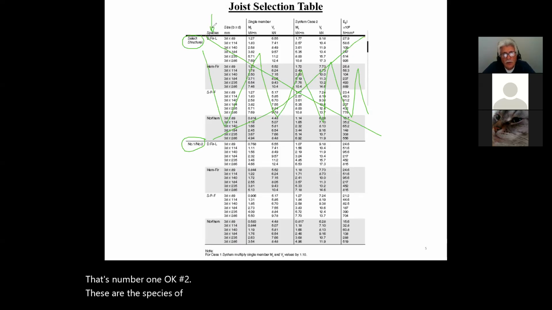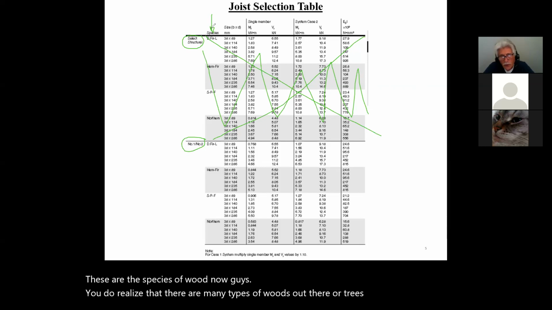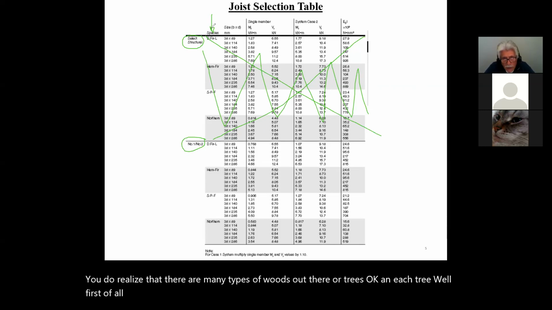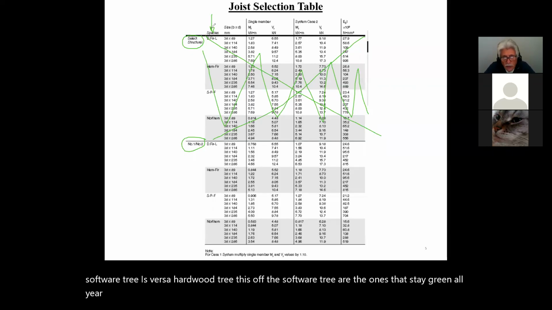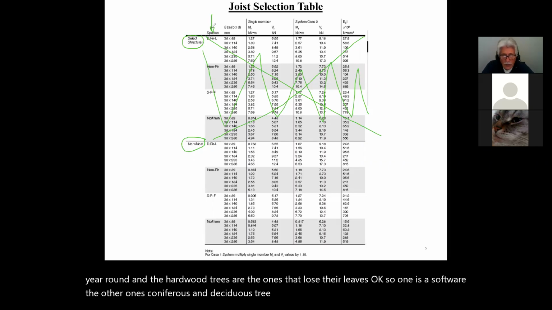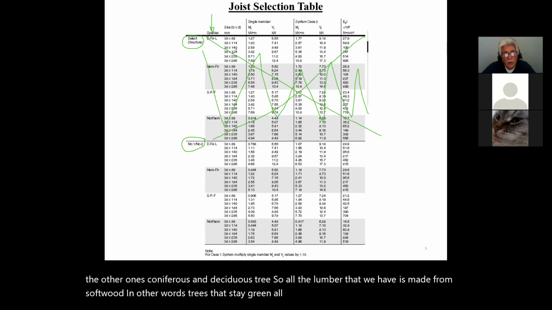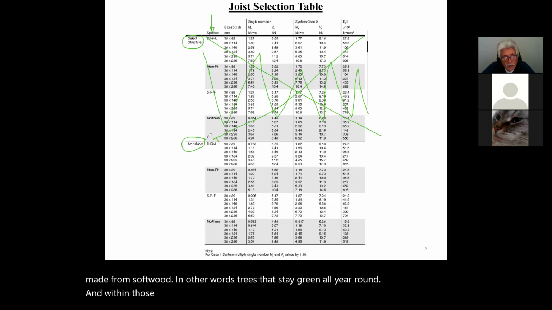Now, guys, you do realize that there are many types of woods out there, or trees. First of all, lumber is made from softwood, and I hope you learned somewhere what a softwood tree is versus a hardwood tree. The softwood trees are the ones that stay green all year round, and the hardwood trees are the ones that lose their leaves, the deciduous trees. So all the lumber that we have is made from softwood, in other words, trees that stay green all year round. And within those trees, here are the species.